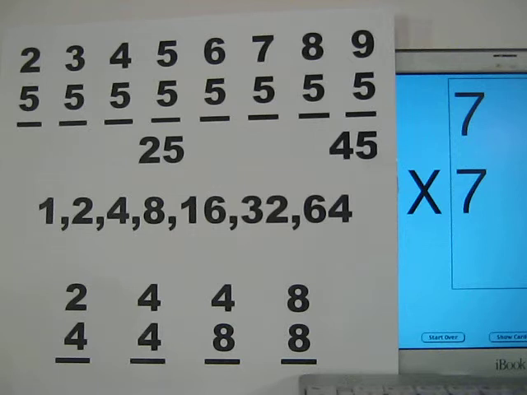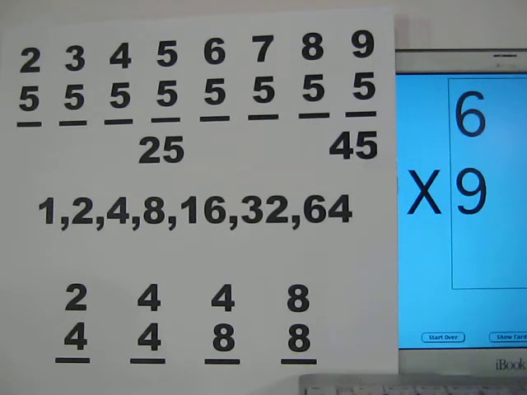7 times 7, think San Francisco. 7 times 7, 49, 49ers. 7 times 4, think 3 times 7 is 21, add 7. 7 times 4 is 28. 9 times 4, fourth finger, 36. 6 times 8 is 48. 2 times 9, think 9 plus 9. 2 times 9 is 18.